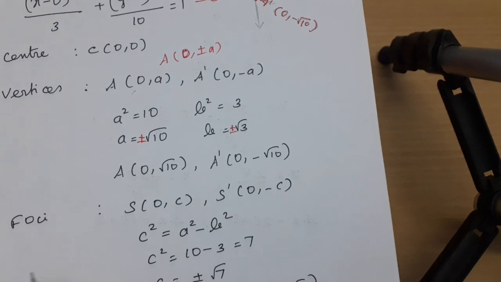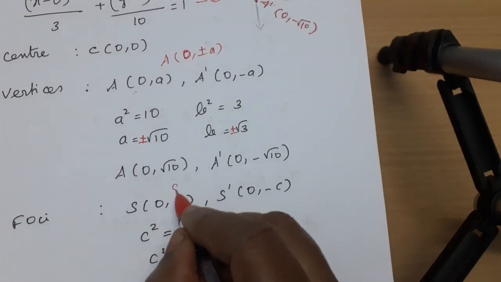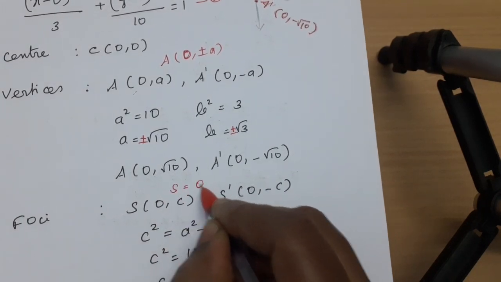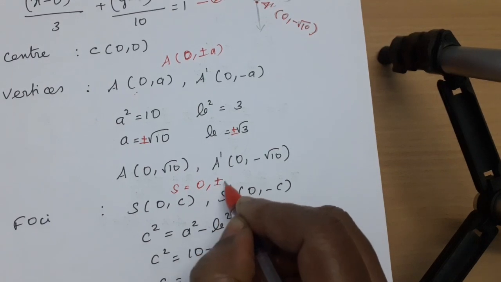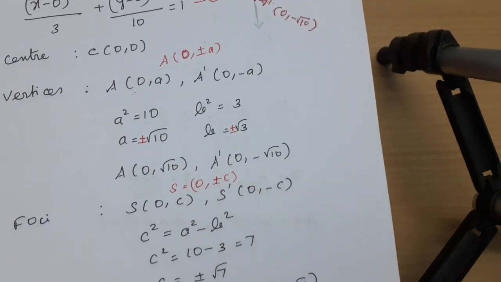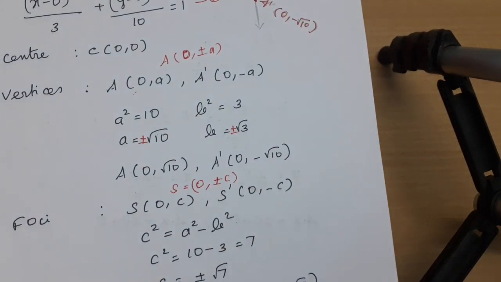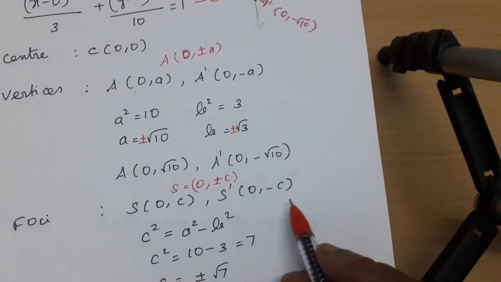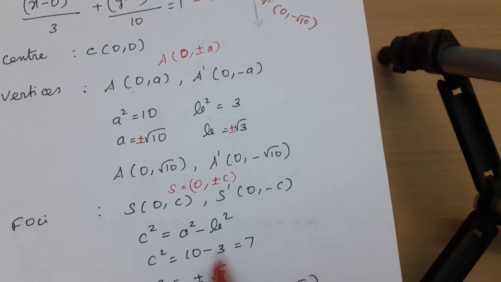Next one is focus, or similarly foci. The foci are S equal to 0, plus or minus c. It is the same thing, but for the y axis, 0 comes first. For the x axis, the x value comes first; for the y axis, 0 comes first. So S is 0 comma c, and S dash is 0 comma minus c. How do we find c?